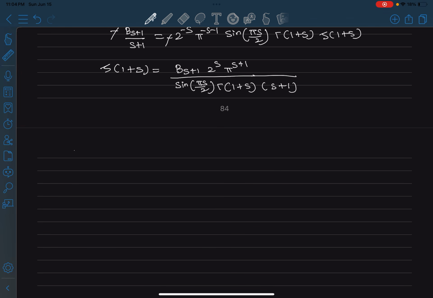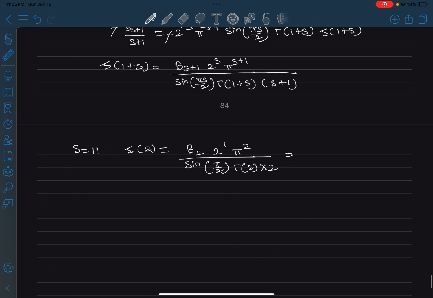Okay, so now let's say you want to find zeta of 2. What you will do is substitute s equals 1, and that will give you zeta of 2 equals B sub 2, 2 to the power 1, pi to the power 2, divided by sine of pi over 2, gamma of 2 times 2, right? Now Bernoulli sub 2 is 1 over 6, so 1 over 6 times 2 times pi squared by 1 times 1 times 2. The 2s cancel out, you get pi squared by 6.